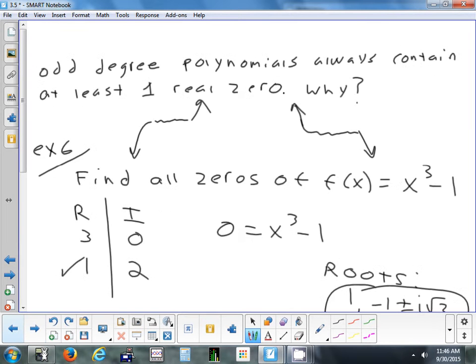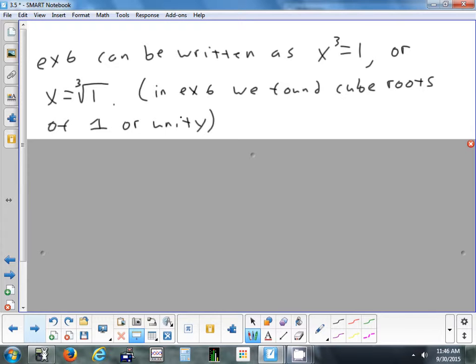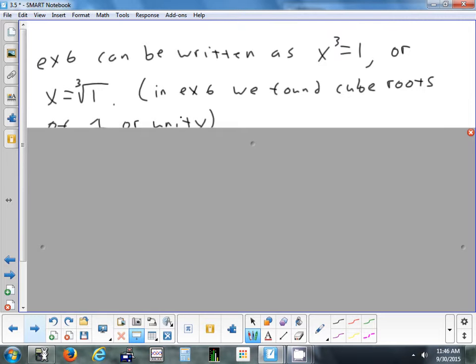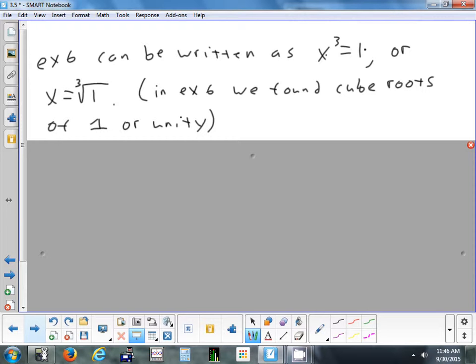So what we could have done, and I mentioned this, is move that 1 to the other side, and then it would say x cubed equals 1. Then if you take the cube root of each side, you can get x by itself. And it says x equals the cube root of 1. So what we really just found is all the cube roots of 1.